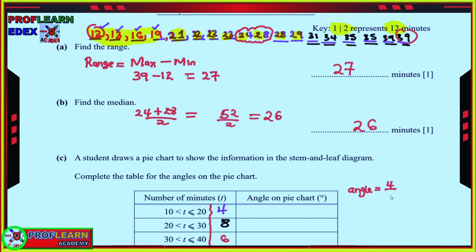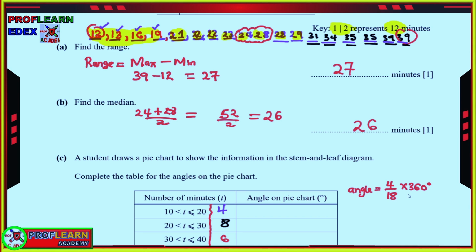Now to find the angle, remember it will be the value you have, for instance 4, divided by the total number of data. The data set was 18, so it will be 4 over 18 times 360 degrees.